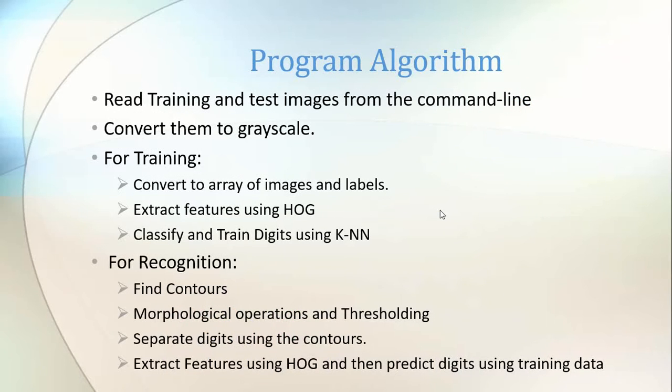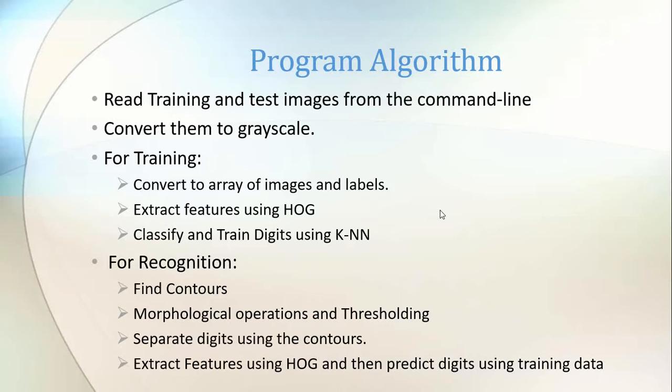So my program algorithm is as follows. Initially, I read the test image and the training image from the command line and then convert them into grayscale. After that, for training purposes, I convert the images into arrays of images and labels, and then I extract features using HOG and then classify and train the digits using k-nearest neighbor. Hence, there would be different classes like the red and blue boxes we saw above for each of the digits.